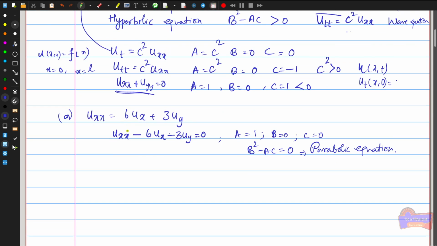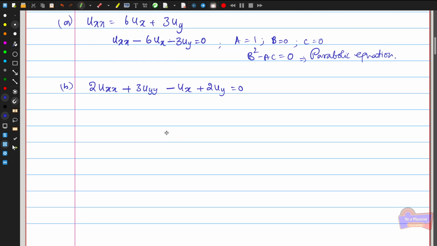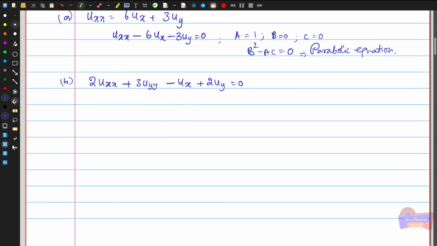Similarly, the second example is 2 times uxx plus 3 times uyy minus ux plus 2 times uy, which is equal to 0. So this is the second example. Here again you can take the coefficients of xx, xy and yy. So here you have xx and yy terms. That means a is equal to 2, b is equal to 0, and c is equal to 3.